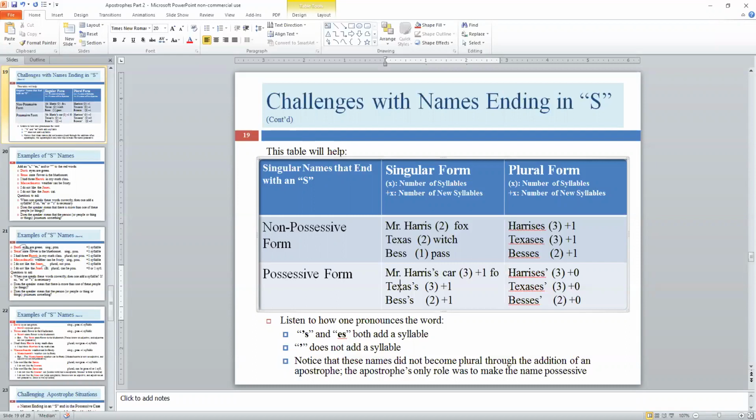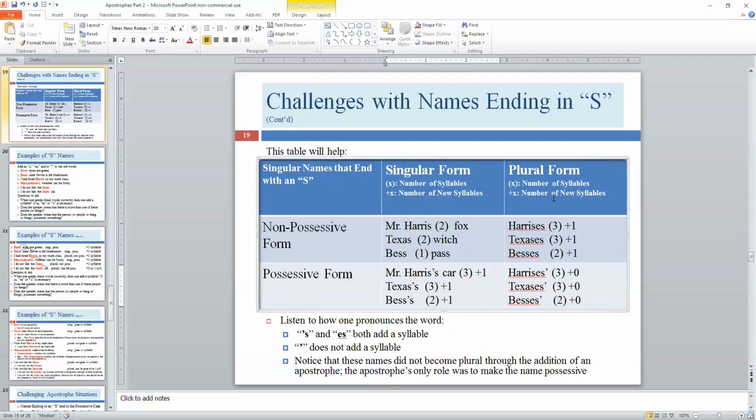Same way with the word fox. Fox's, pass's, the witch's brew. We add a syllable, we just add the apostrophe S. So the takeaway is when you have a singular noun in possessive form, there's no reason to do anything other than add the apostrophe S.